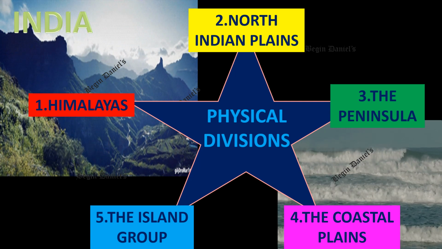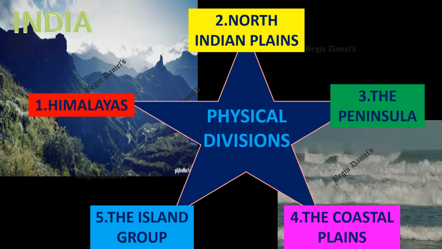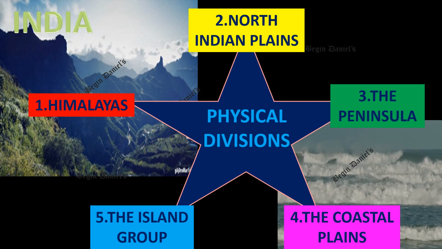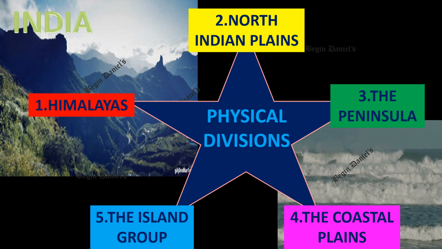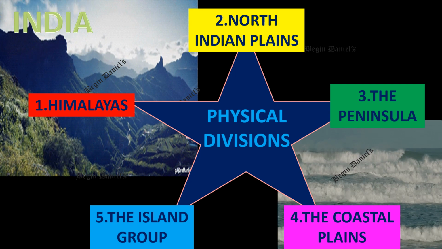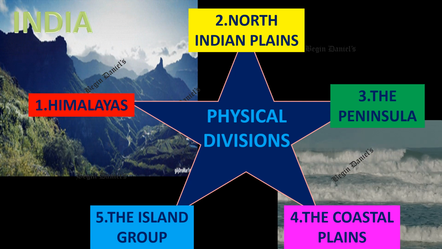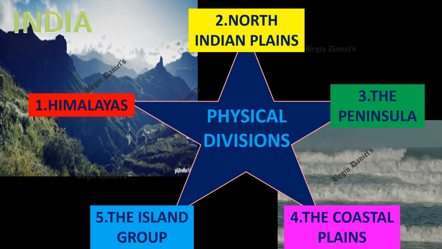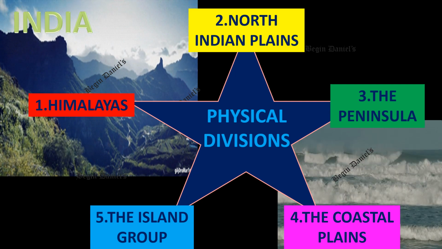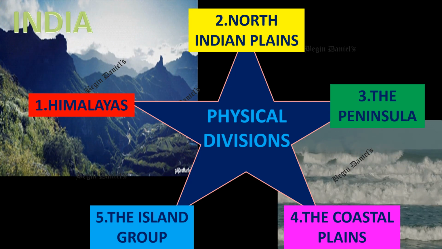First, let us study about the physical divisions of India. India can be classified into 5 major physical divisions. The first, the Himalayas. Second, the North Indian Plain to the south of Himalayas. Third, to the south of North Indian Plain lies the peninsular region. Then, on the western side and the eastern side we have coastal plains, and the fifth one, the island groups. These are the 5 physical divisions of India.